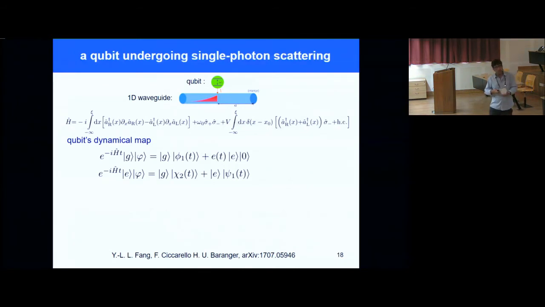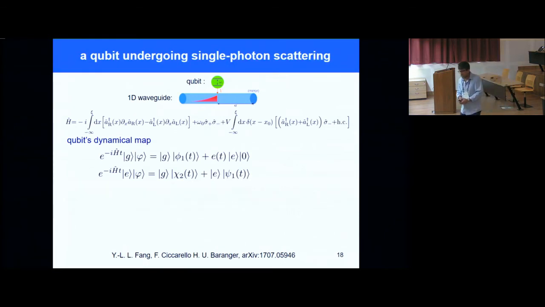So, in emission processes or stimulated emission processes, the initial state of the bath is the vacuum state or the thermal state. Here, the point is that the initial state of the bath is a single photon wave packet. So it's basically the incoming wave packet that you are sending from, say, the left side to the qubit. Okay, the Hamiltonian is a rather standard one. This is just a routine way to arrange it to study scattering processes in terms of right-going and left-going annihilation and creation operators of the waveguide field.